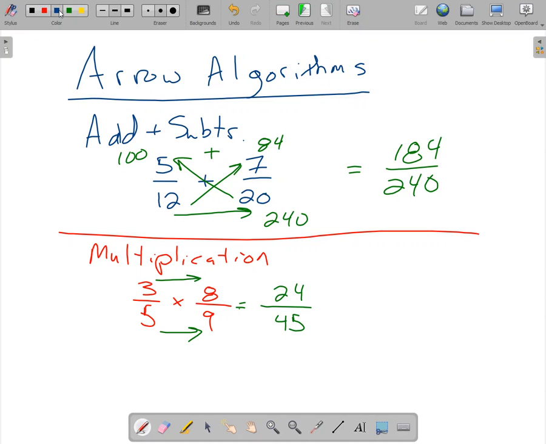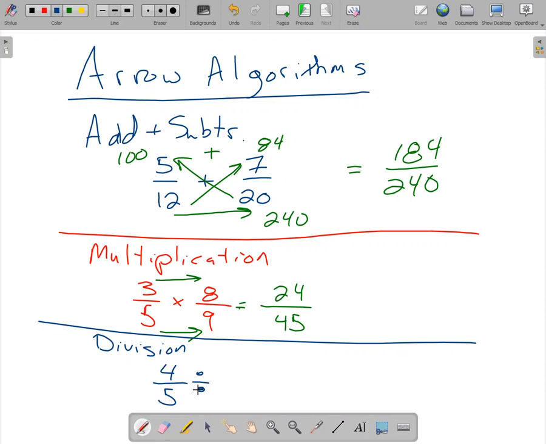And then division, we just looked at, but I'll put it up again. Suppose we had 4/5 divided by 3/2. Here the arrows go backwards from the second fraction, opposite positions. So 2 times 4 is 8, 3 times 5 is 15, so the answer should be 8/15. So those are the different arrow algorithms.